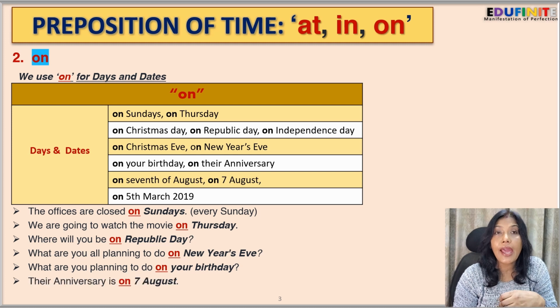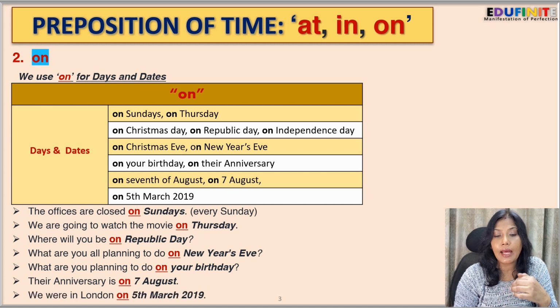Next, their anniversary is on 7th August. We were in London on 5th March 2019. Maybe someone is asking me, on 5th March 2019, where were you, or something of that sort. So then I remind that person, actually I was in London. So we were in London on 5th March 2019.